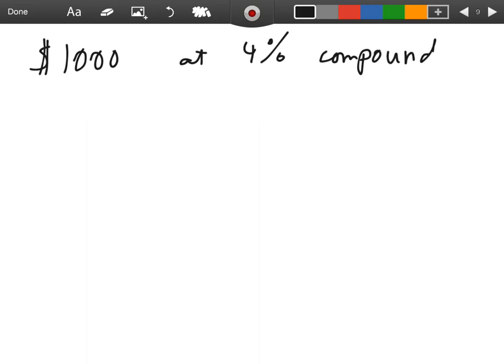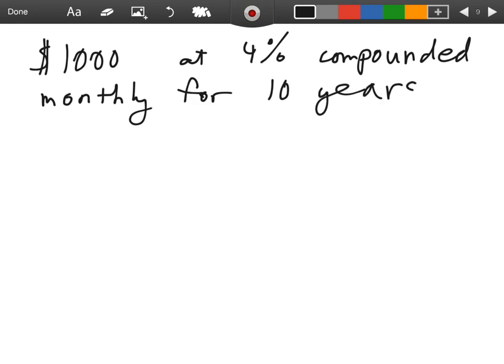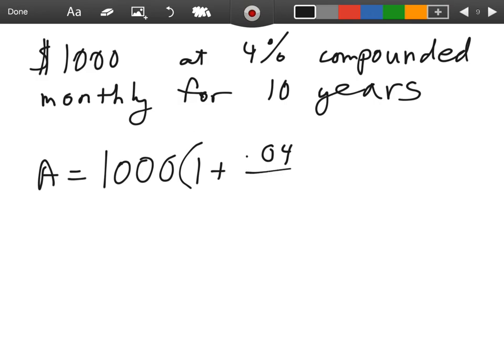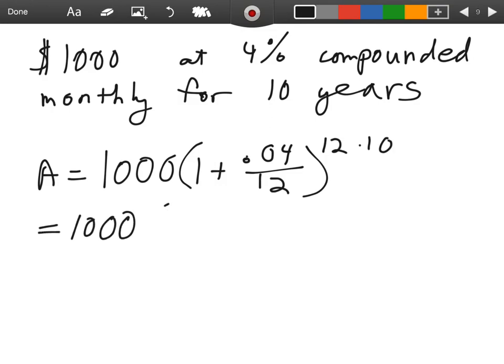Okay, so let's say I'm given a problem. You put $1,000 at 4% compounded monthly for 10 years. If we plug everything in, we get principal is $1,000 times 1 plus 0.04 over 12, to the power of 12 times 10. Now, when we put this in the calculator, it can be tricky.